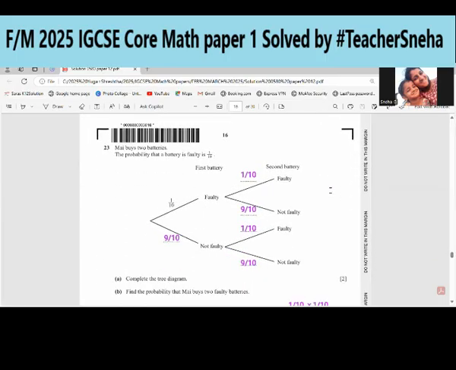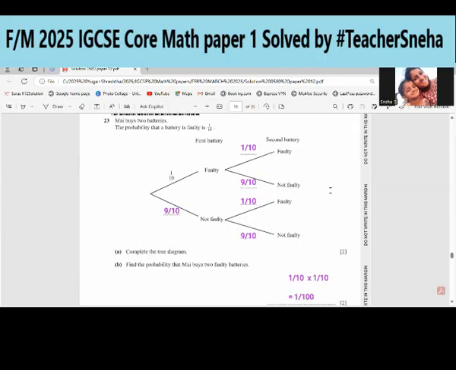Moving ahead to question number 23. Mike buys 2 batteries and the probability that a battery is faulty is 1 upon 10. We have to complete the tree diagram here. So the faulty battery probability is given as 1 upon 10. Not faulty will obviously be 9 upon 10 because probabilities add up to 1. Then for the second battery, again faulty is 1 upon 10 and not faulty is 9 upon 10. So here our tree diagram is complete.